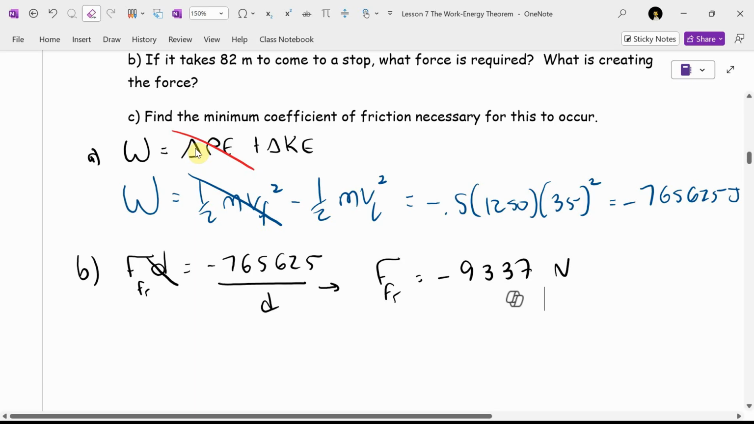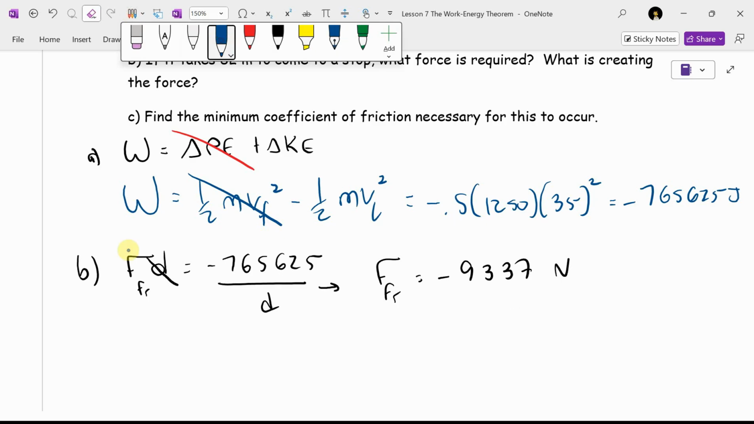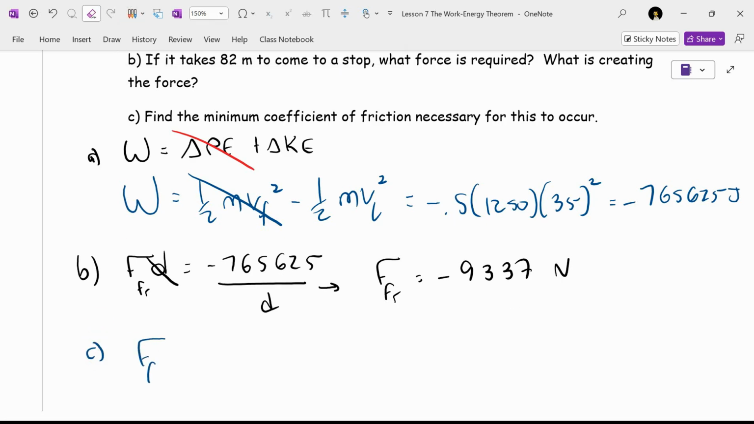Hey, what's mu? I don't know. What's mu with you? Yeah, it's good. What did we just find in part B? Friction. So now, is there a version of friction that has a mu in it from your formula sheet? Going back a couple of units. Yes? How would I get the mu by itself?